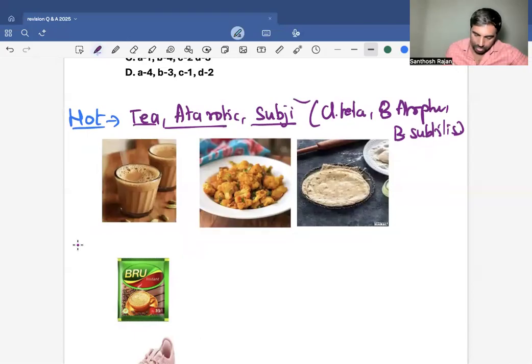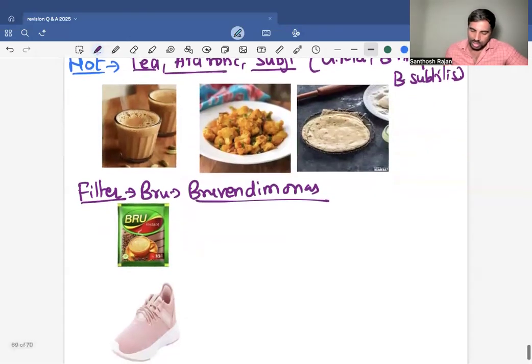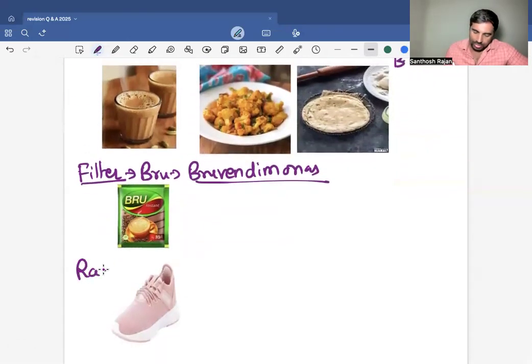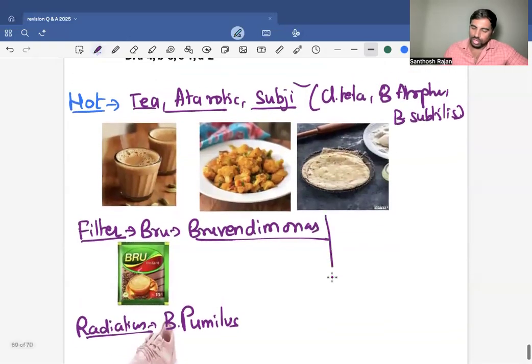This is brew, filter coffee. Whenever someone asks which is the best filter coffee, you say Brew. Brevundimonas, the Brevundimonas indicator. Someone talks about radiation: what will radiate? Puma shoes will radiate. Pumilus, Bacillus pumilus. That's all. Also one thing for hot: this is for hot air oven.